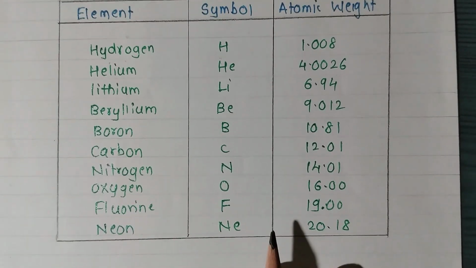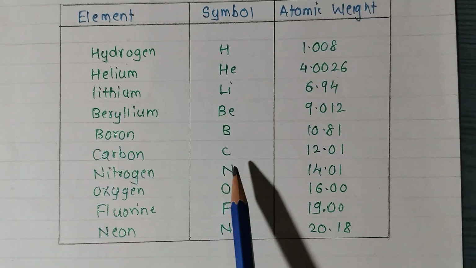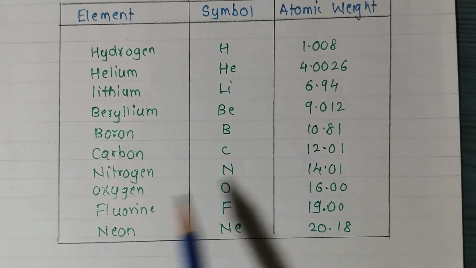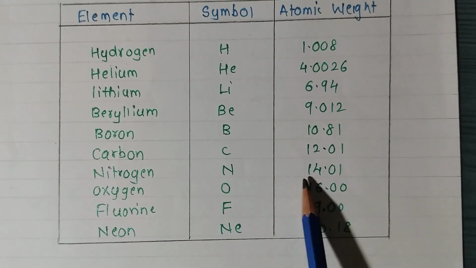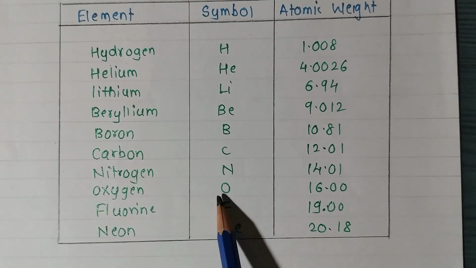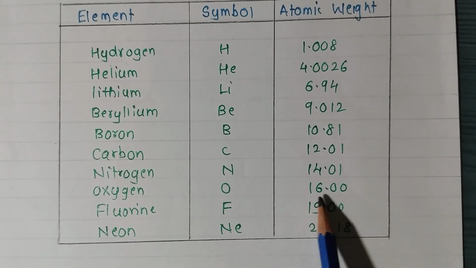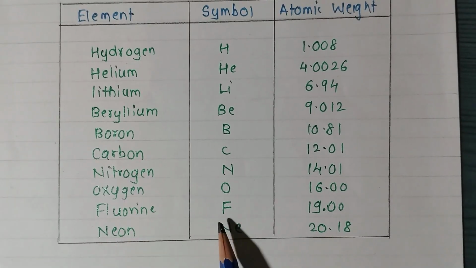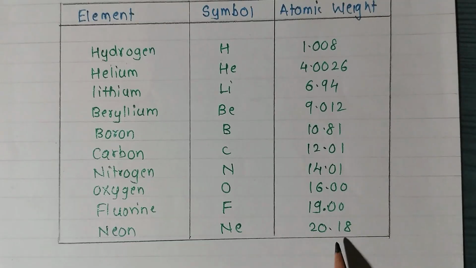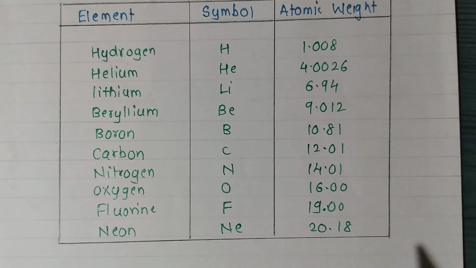For carbon symbol is C and atomic weight is 12.01. For nitrogen symbol N and atomic weight is 14.01. For oxygen symbol O, atomic weight is 16.00. For fluorine F, atomic weight is 19.00. And for neon symbol Ne and atomic weight is 20.18. So these are some examples.